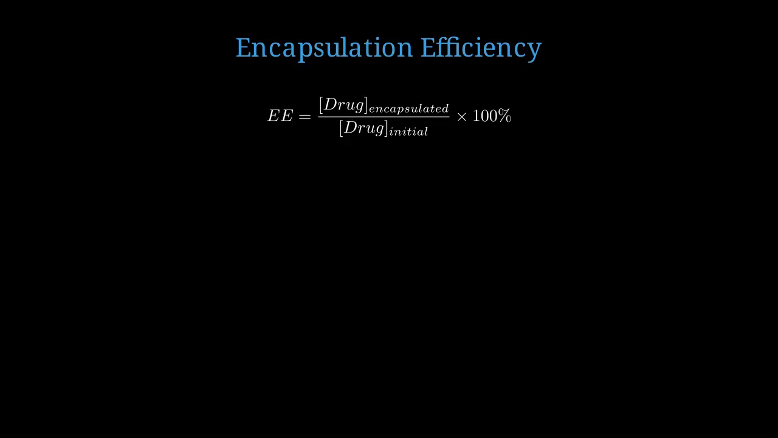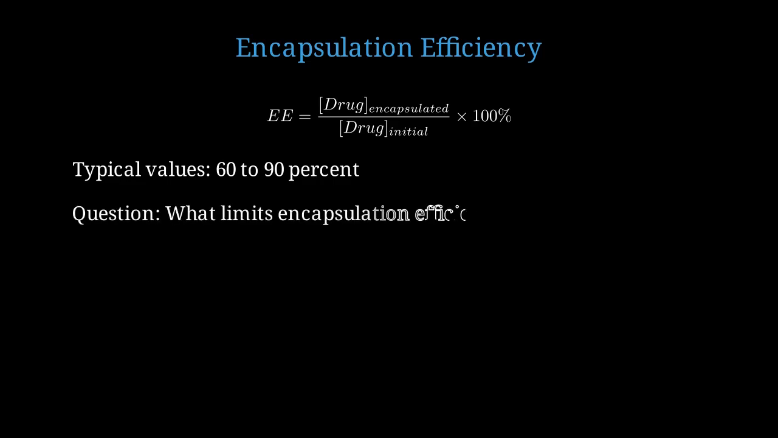A critical parameter is encapsulation efficiency. How much of our drug actually ends up inside the cores? Encapsulation efficiency equals the concentration of encapsulated drug divided by initial drug concentration times 100%. For well-optimized double emulsions, encapsulation efficiencies typically range from 60 to 90%. Some drug remains in the oil phase or outer aqueous phase.